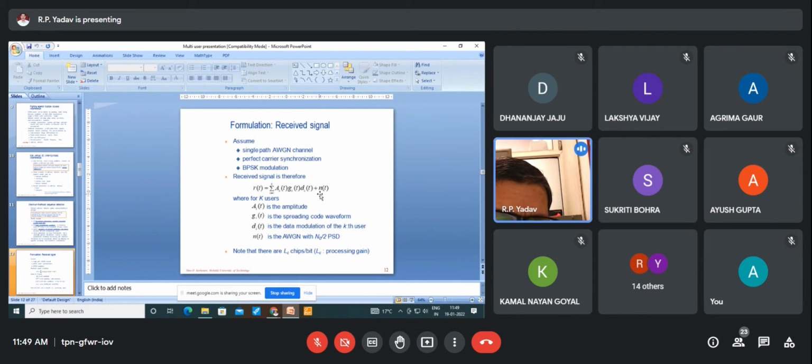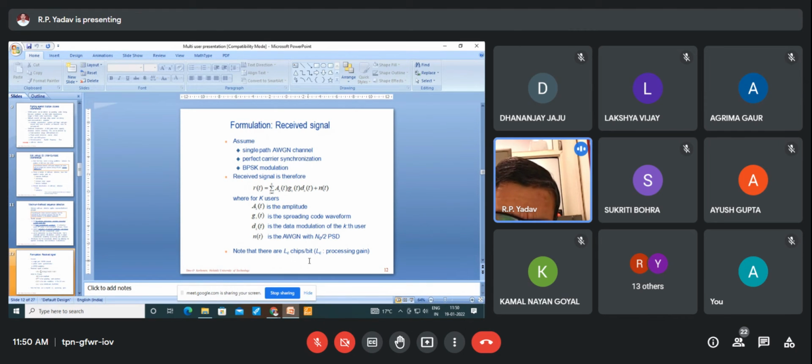Plus n(t). For k users, i goes from 1 to K users, and a_k(t) is the amplitude. For different users you can define a different parameter corresponding to a_k, no problem. g_k is the spreading code waveform, d_k is the data modulation of the kth user, that is the data, and n(t) is my noise. That's very straightforward, I think.